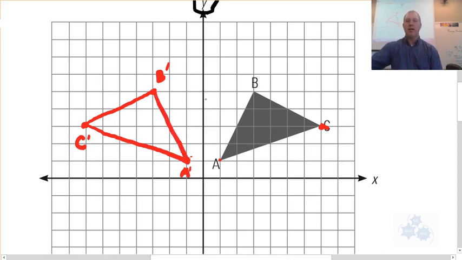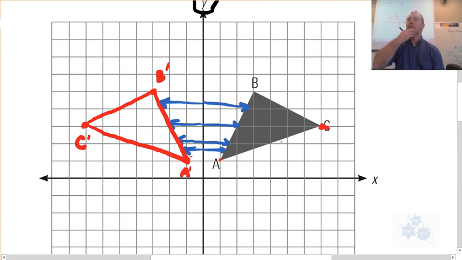So if you notice, every point that's on the original and on the reflected is the exact same distance away from the y-axis, even the points that aren't the corners. Okay, so every corresponding point is the exact same distance from the reflection line.